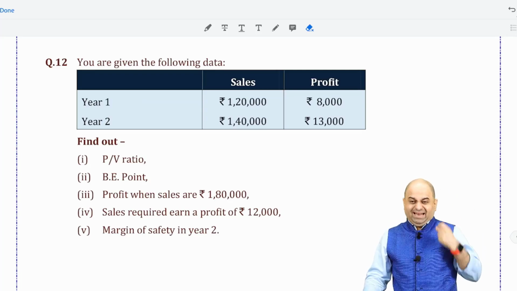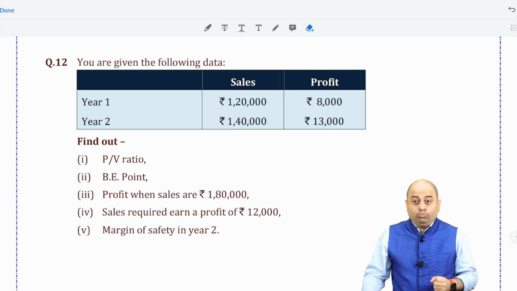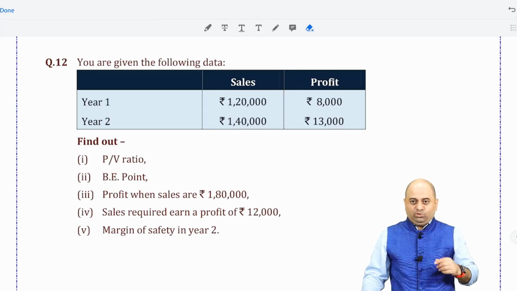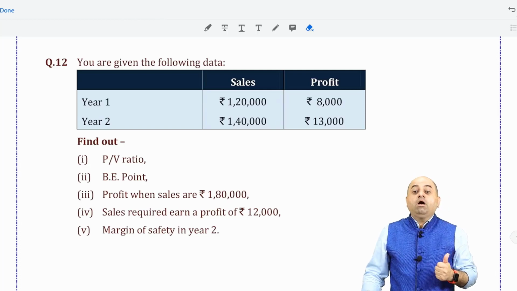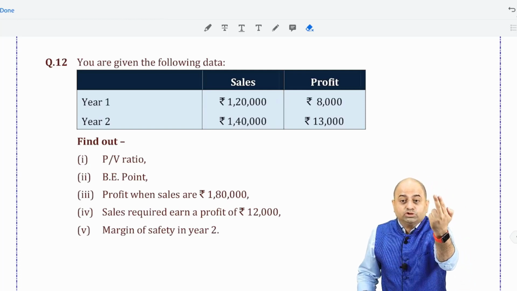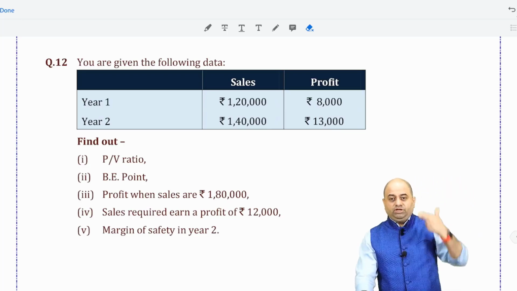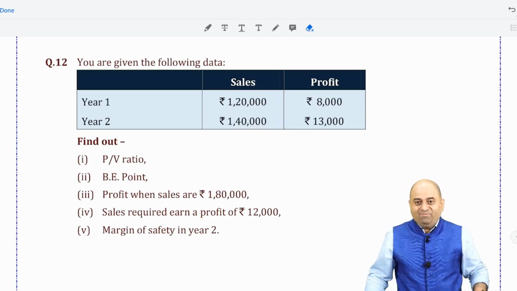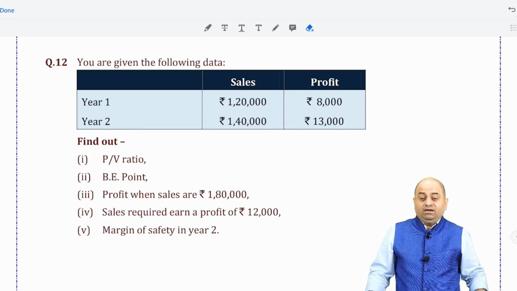The 3 vital presumptions of marginal costing, which we have done right at the start in the theory, came to play for this particular question. And then we could do that formula's calculation, change in profit upon change in sales into 100. What were the 3 presumptions? SVPU remains same, VCPU remains same, fixed cost in total remains same. Once those 3 presumptions were used, you got that formula.